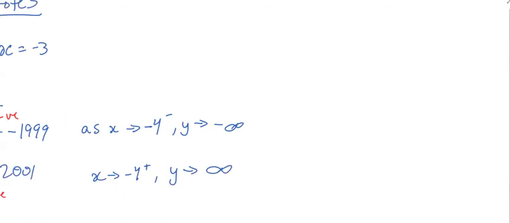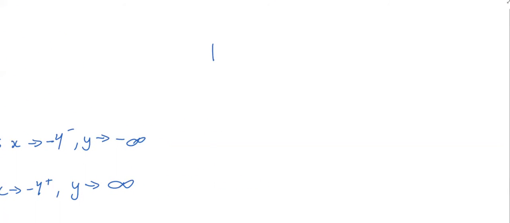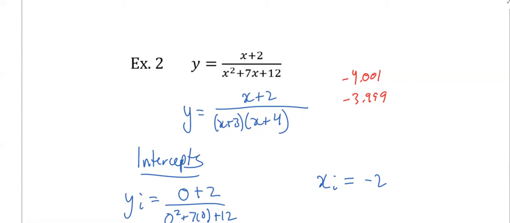Okay, last thing, horizontal asymptotes. What is my horizontal asymptote? 0. Why? Yeah, because the degree on top is smaller. The degree on bottom is bigger. So it's y equals 0, which usually kind of makes our life easier, to tell you the truth.